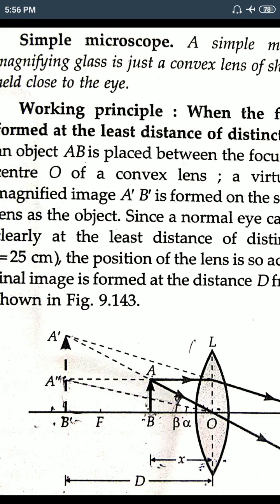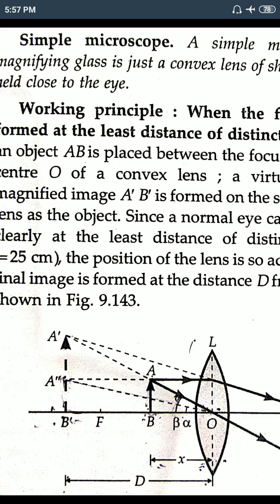So m equals beta by alpha, because from the definition, it is the angle subtended by the image at the least distance of distinct vision divided by the angle subtended by the object at the least distance of distinct vision. Because these two angles are very small, we can represent it by tan beta by tan alpha.